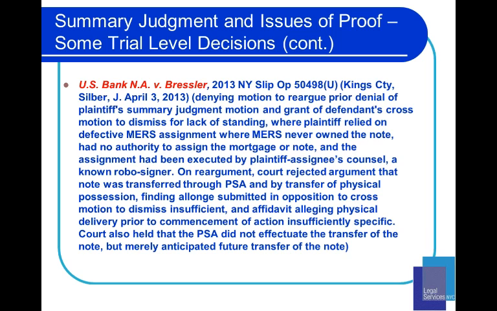Here's another Kings County decision. This one is interesting for a few different things. First of all, it involved a known robo-signer, and the assignment had been executed by plaintiff assignee's counsel. The assignee is not the person who should be executing the assignment. That's highly suspicious. This was on re-argument.